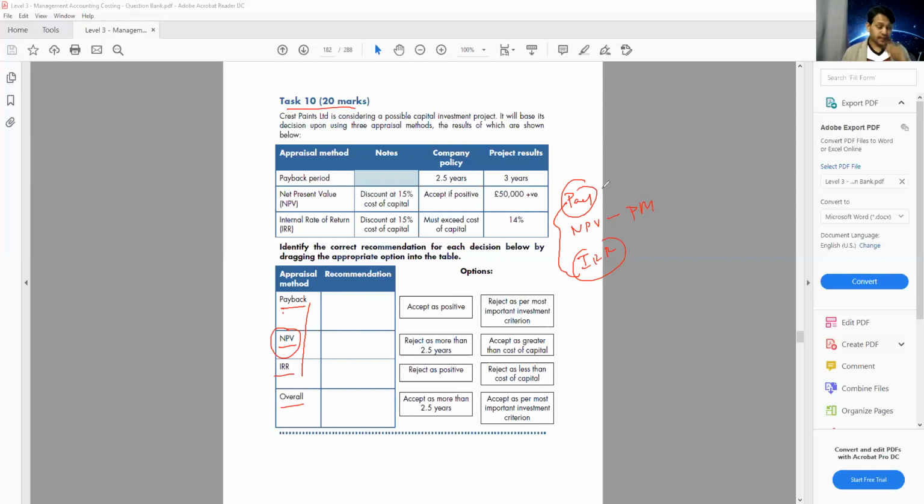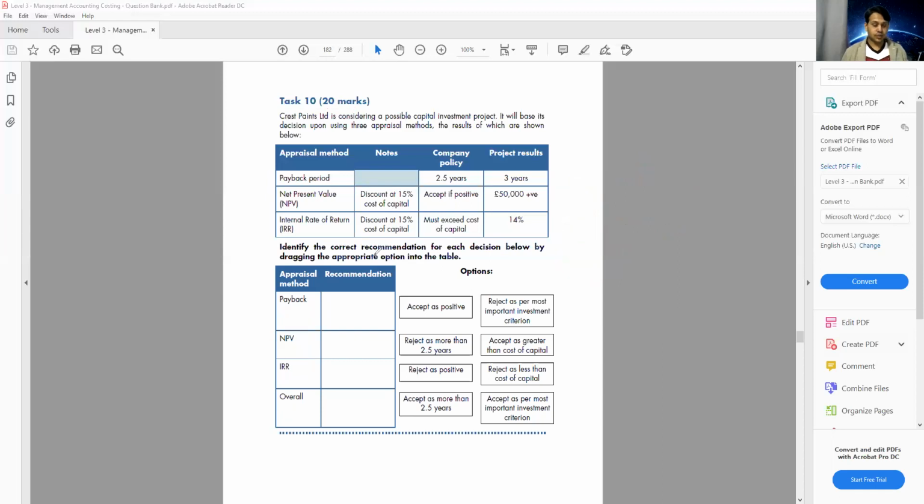Whatever they said, if they said do not accept the project, we do not accept, but if the NPV said accept it, we'll go with that. If payback said reject it, IRR said reject it, and the NPV said accept it, what should be your decision? You should accept it, because NPV is the prime minister. NPV is given the most priority in the decision-making process. Please remember that. Doesn't matter whatever the other two say, if NPV said something, you always go for that.